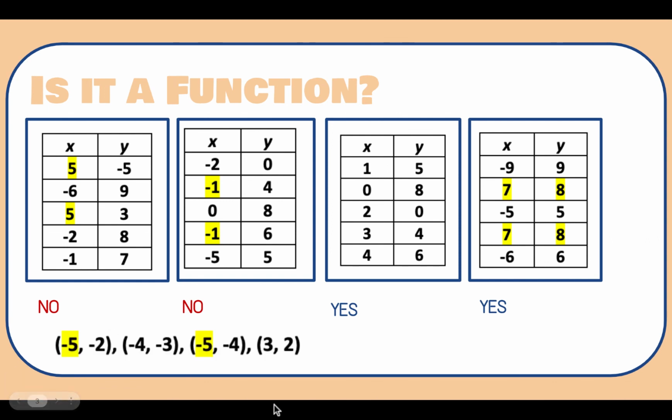What if we're given a list of ordered pairs? We know our x values are -5, -4, -5, and 3. Does -5 belong to more than one y value? Well, yes, it does, because in our first ordered pair, -5 has a y value of -2. And in our third ordered pair, -5 has a y value of -4. So this is not a function. We can't have that. We don't want x to have two y's.